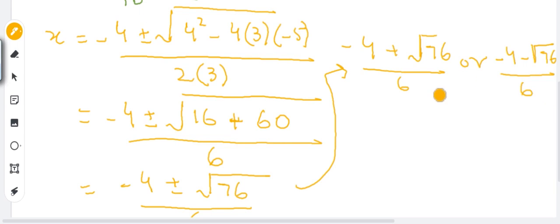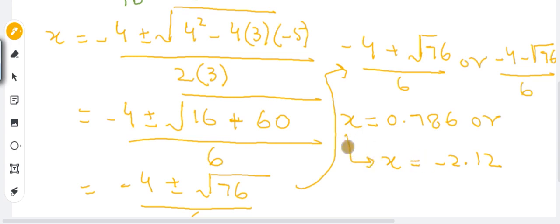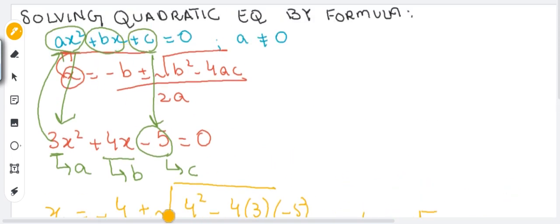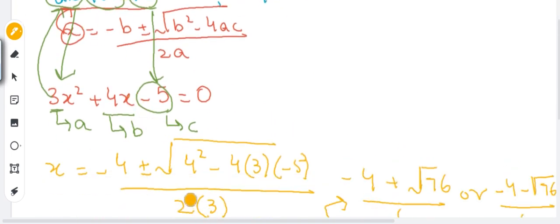So if we solve these two, we'll get the two values of x as x equals 0.786 or x equals minus 2.12. So these were our two answers when we solved this quadratic equation, this question, with the quadratic formula.